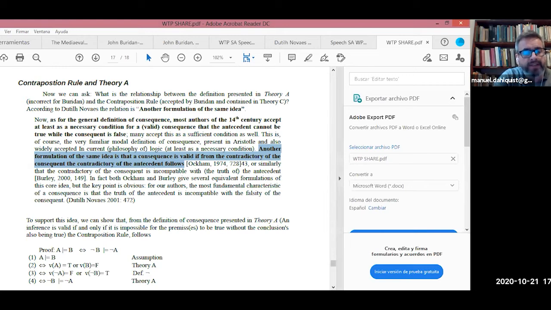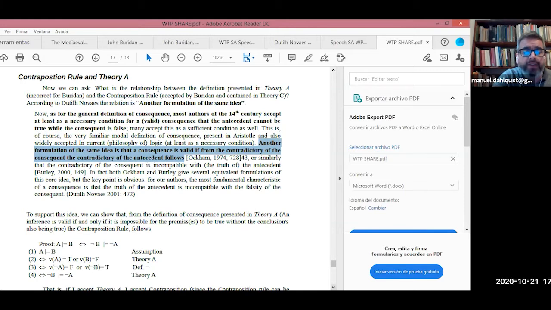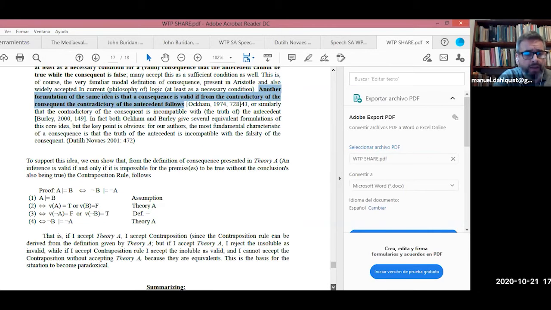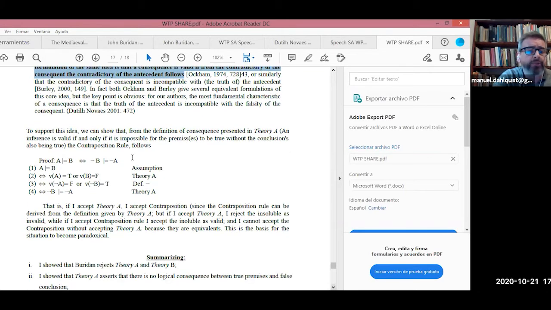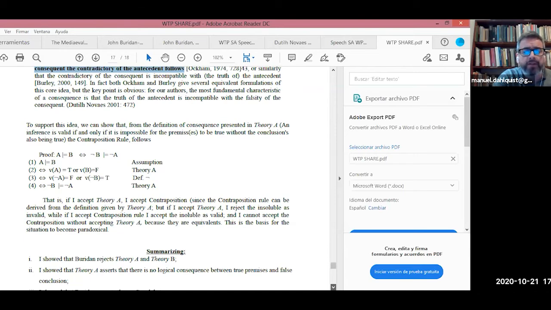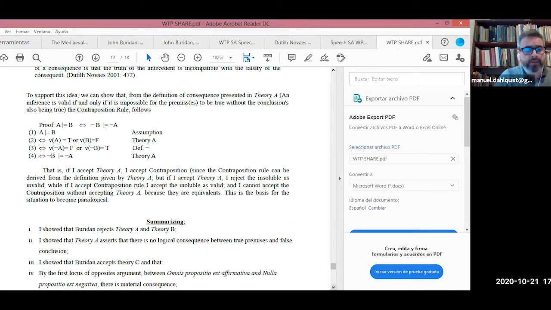To support this idea, we can show that from the definition of consequence presented in theory A, the contraposition rule follows. Here is the proof. We can derive the contraposition rule from the definition of theory A.